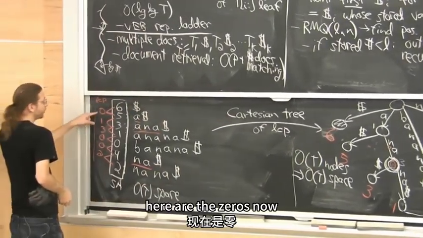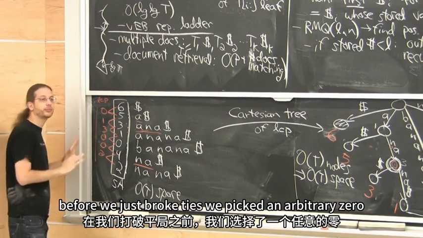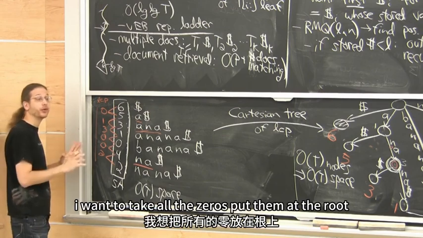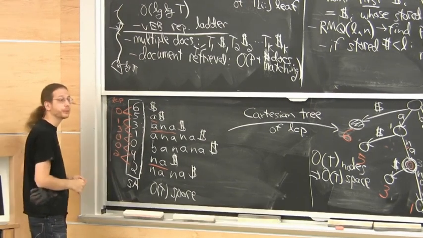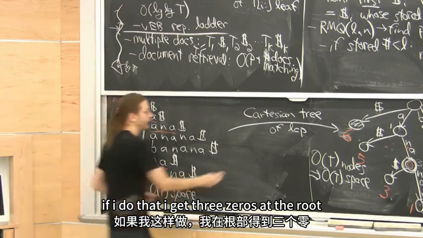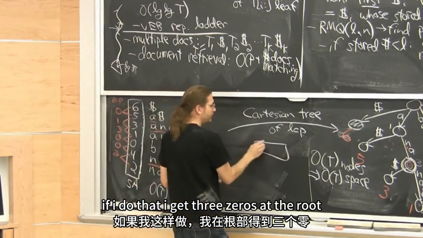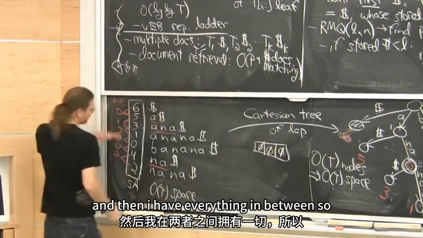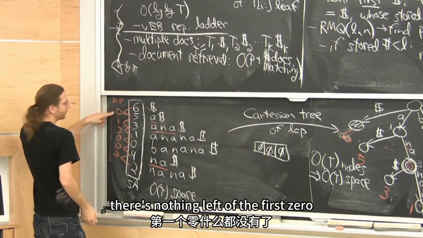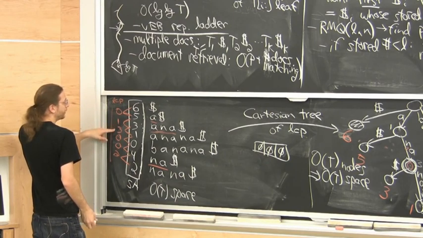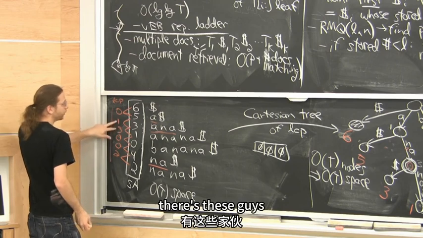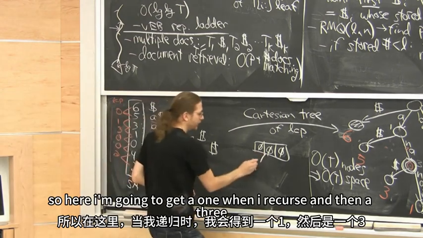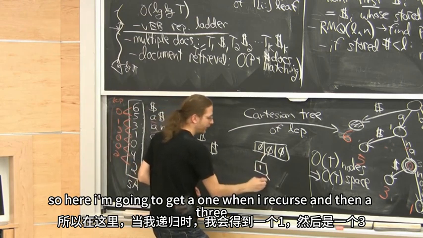The minimum values here are the zeros. Now, before we just broke ties, we picked an arbitrary 0, put it at the root. Now I want to take all the zeros, put them at the root. If I do that, I get 3 zeros at the root, and then I have everything in between. So there's nothing left of the first 0. Then next one, there's these guys, and the min's going to be 1 and then 3. So here I'm going to get a 1 when I recurse, and then a 3.